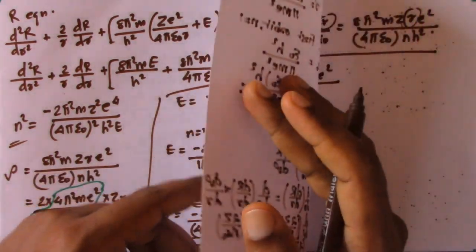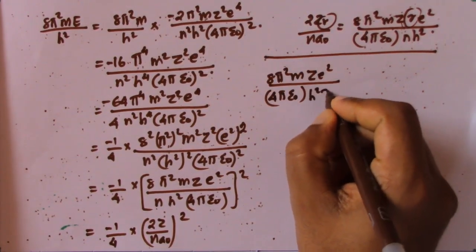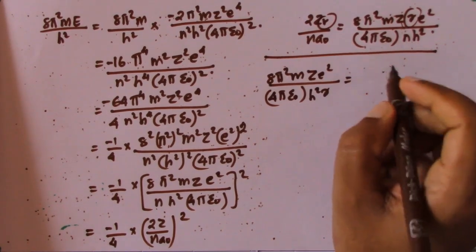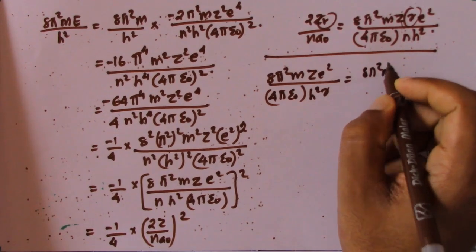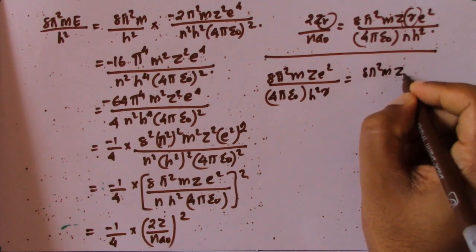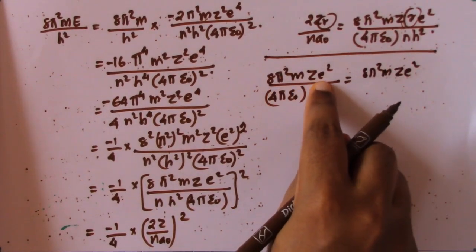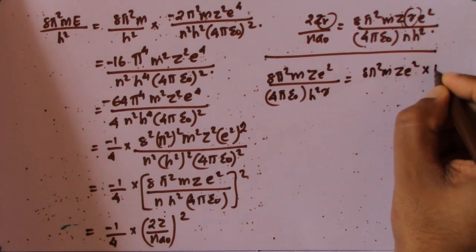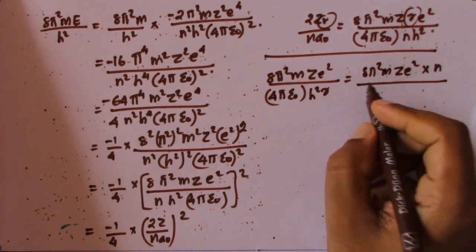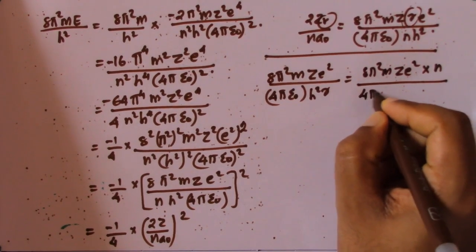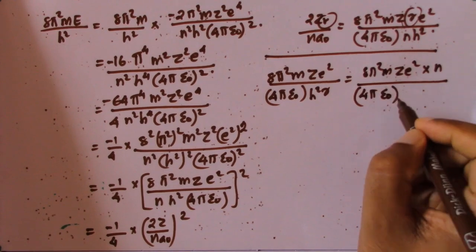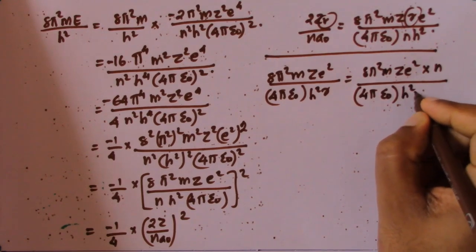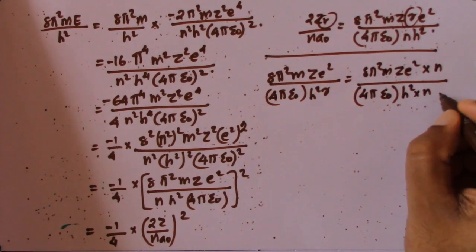That is equal to, how can I write this? 8 pi square m z e square into n. I am going to multiply this with n divided by 4 pi epsilon 0. I have to multiply the denominator also with the n, right? h square into n, there is an r also.